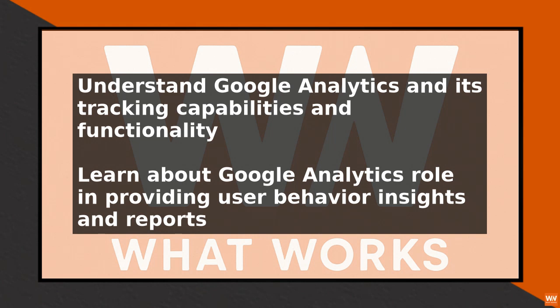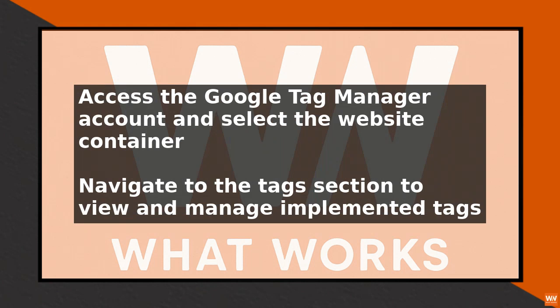The first step to disable Google Analytics tag implementation is to access the Google Tag Manager account associated with the website. Google Tag Manager is a tool that allows users to manage and deploy marketing and analytics tags on their website. To access the account, users need to log in to the Google Tag Manager website and select the container that corresponds to the website.